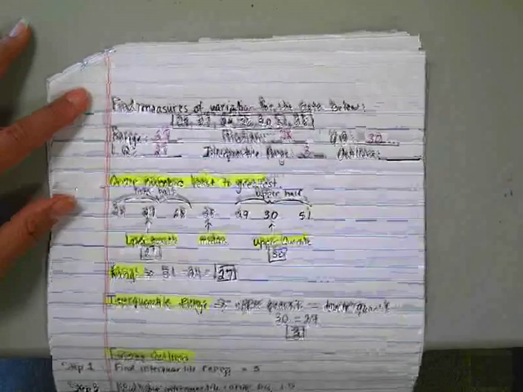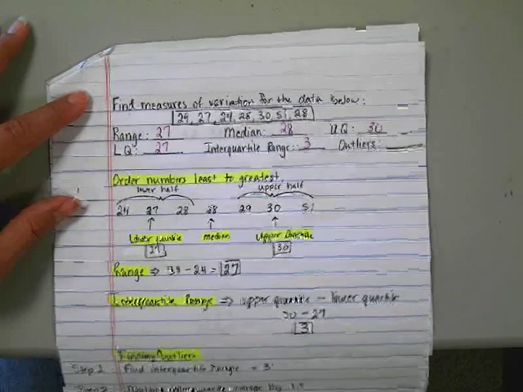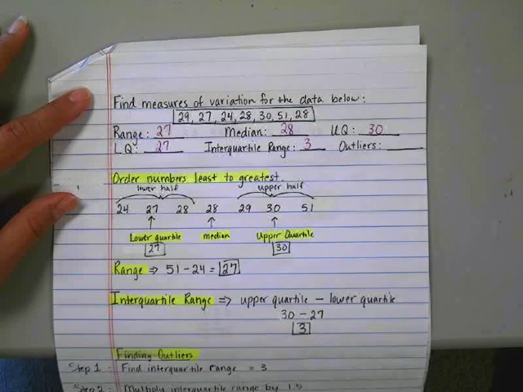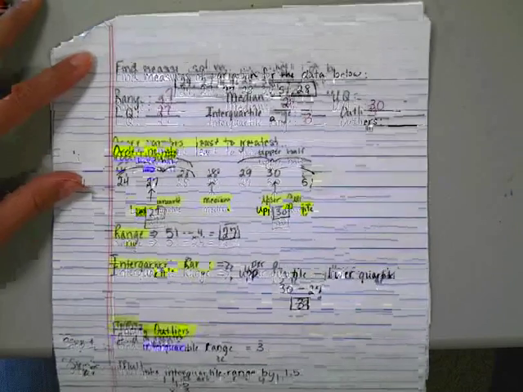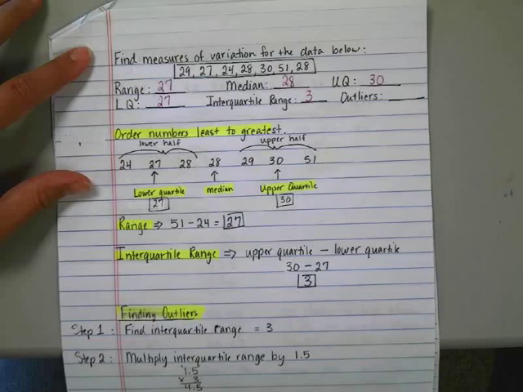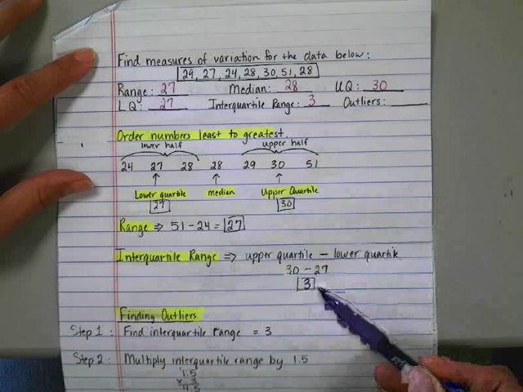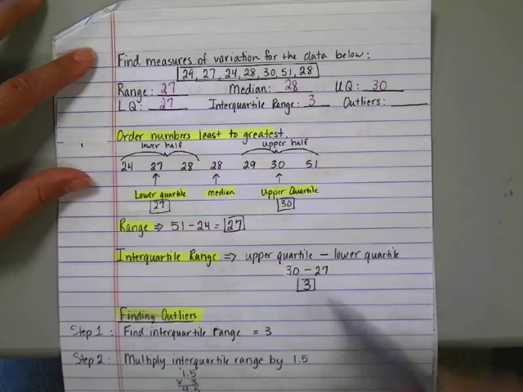Now, outliers. There is a method for finding outliers. Sometimes numbers look like they could be an outlier, but we have to do the math to make sure that it actually is the outlier. Here are the steps. Step 1, you need to find the interquartile range. We already did that in this problem above.